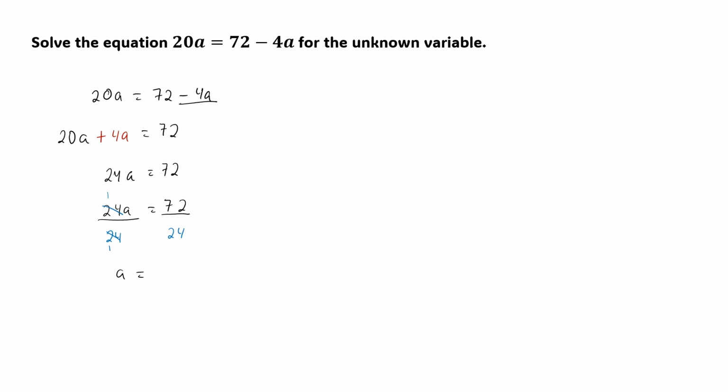And now when 24 divides into 24, we will get 1. And remember that 24 is also being divided into 72, which will equal 3. So for this equation, our variable a is equal to 3.